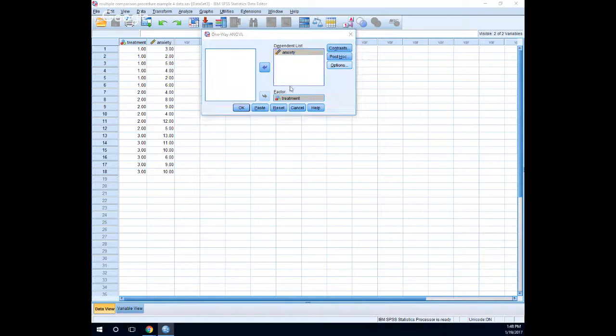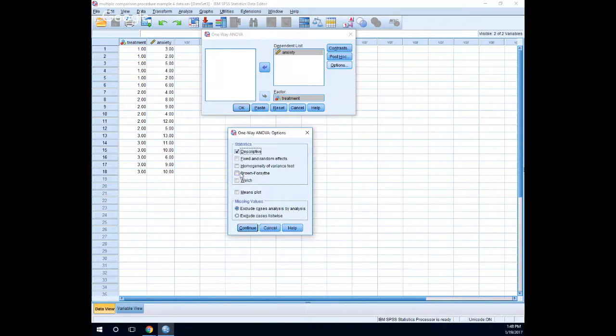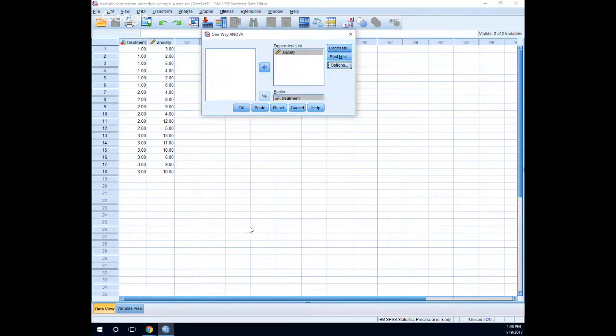Under options, when we click on that, we can ask for descriptives. We can ask for homogeneity of variance tests. We can ask for a means plot if we want. And if we wanted to ask for tests under the assumption that there was a lack of homogeneity of variance, we could ask for Brown-Forsythe and Welch tests. We're not going to really do that in this particular video, but those are available to you. So we'll click on continue. And next we'll click on post-hoc.